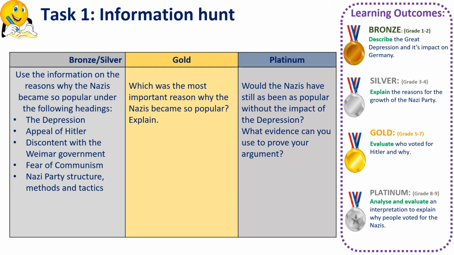Gold tier will be to answer the question: which was the most important reason why the Nazis became so popular? So out of those factors, which is most important? And platinum: would the Nazis still have been as popular without the impact of the Great Depression? So this is asking you to consider the importance of the event. How important was the Great Depression, and what evidence can you use to back it up? I'll now talk you through an example of what your work should look like.